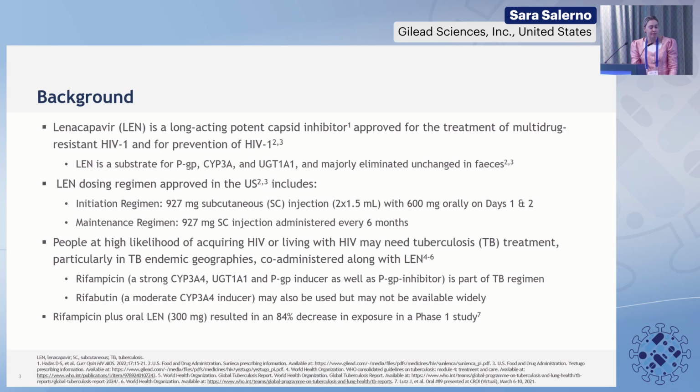Rifabutin is less widely available. However, the advantage is it does have much lower DDI potential. It's considered to be a moderate CYP3A4 inducer. And we have conducted a phase 1 clinical DDI study for oral LEN administered with rifampicin and found a significant decrease in the exposure of LEN of 84%.